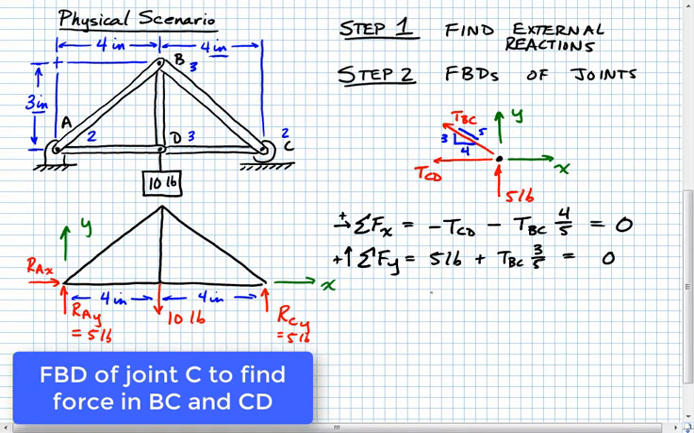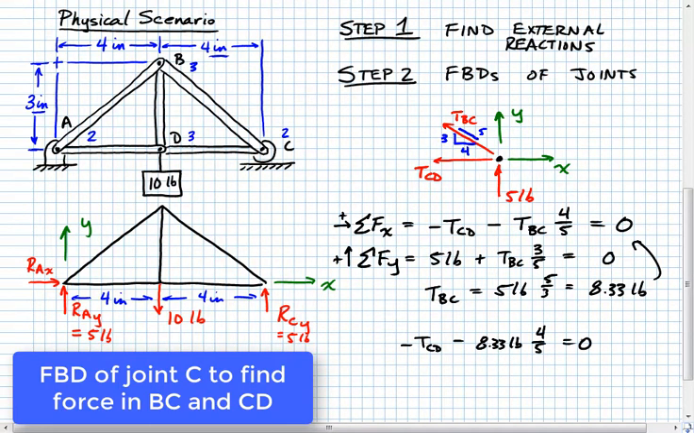So what we end up with there, if we solve that, TBC is actually equal to 5 pounds times 5 over 3, which actually is just equal to 8.33 pounds. All right. Well, now that we have that, we can then plug that into our equation that we had up there, and if we do that, we'll find here that this is minus TCD minus 8.33 pounds times 4 over 5. That's equal to 0.